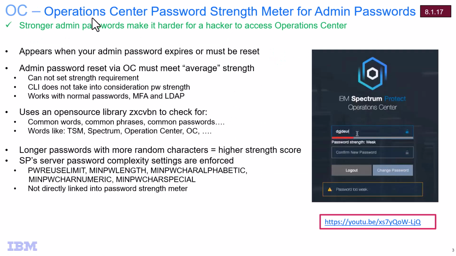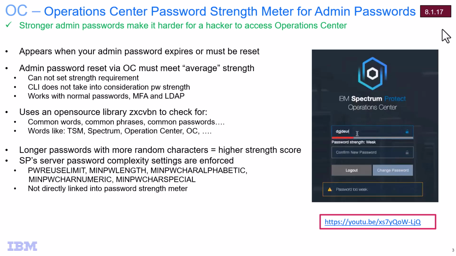The first new feature in Spectrum Protect has to do with our Operations Center administrator passwords, and we're introducing a new password strength meter for those administrator passwords. And this is going to help strengthen the administrator passwords and make it harder for hackers to access the Operations Center. This new strength meter will go into effect when your administrator password expires or has to be reset if your Spectrum Protect server and Operations Center is at version 8.1.17.